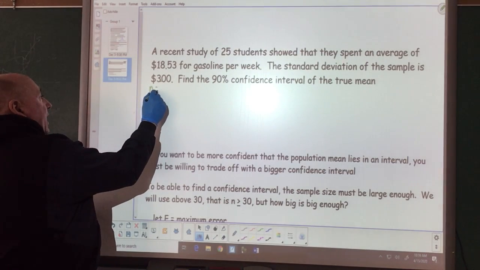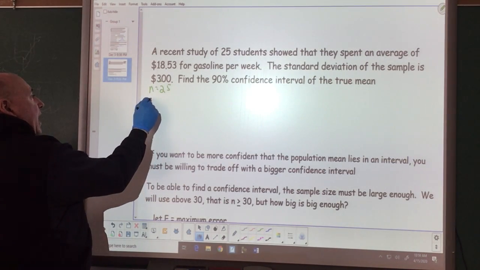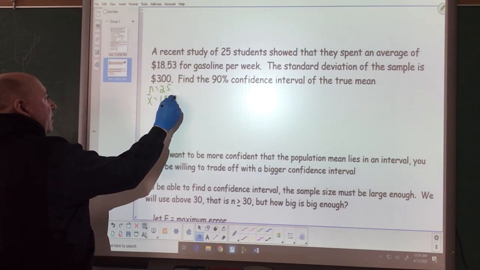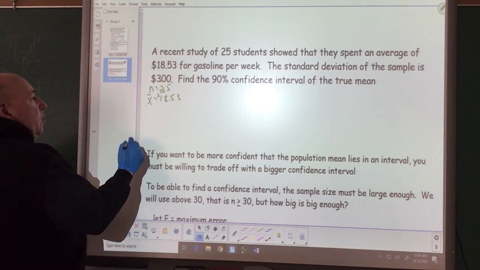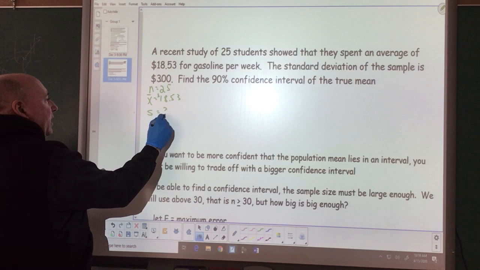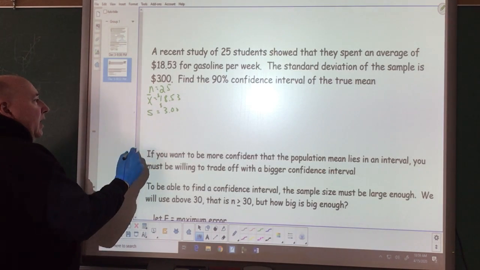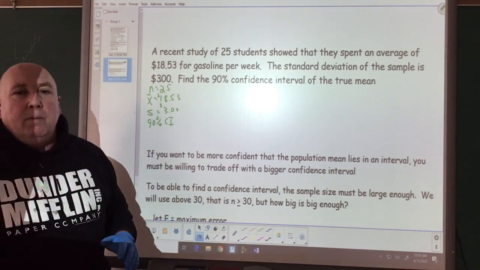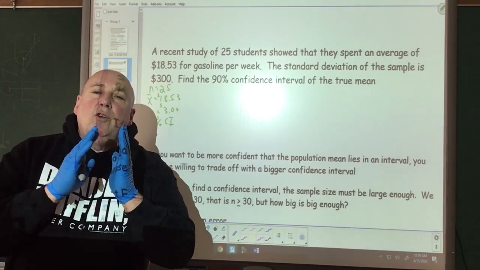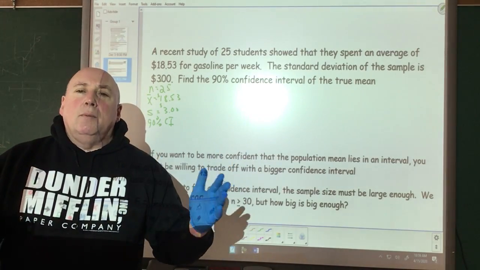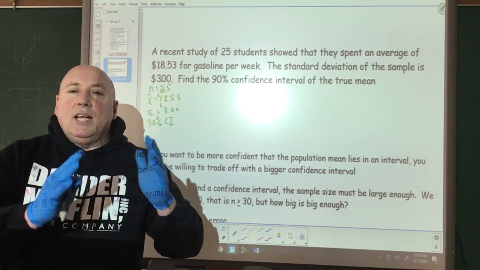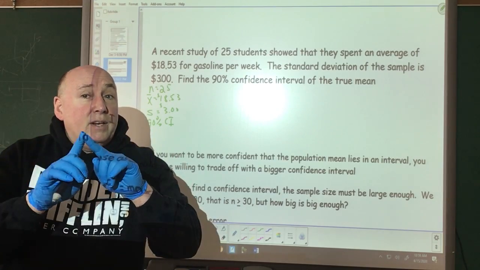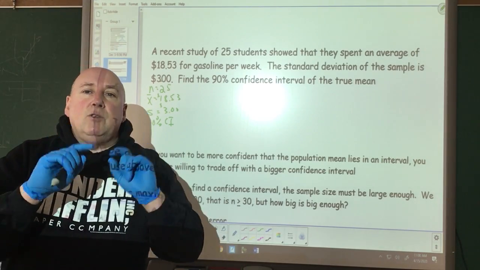So we have a sample size of 25. Their mean is $18.53. Their standard deviation is $3. And I want to find a 90% confidence interval for our population mean. I'm trying to use my sample to guesstimate my population mean, and that's what confidence intervals do. I'm going to get two boundary values, and I'm going to be 90% confident that my population mean is going to be between these two values.